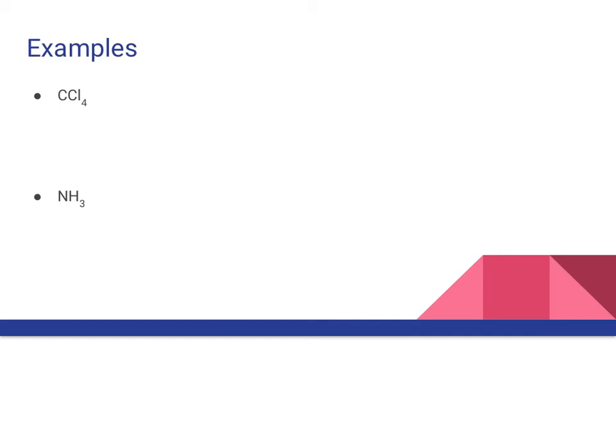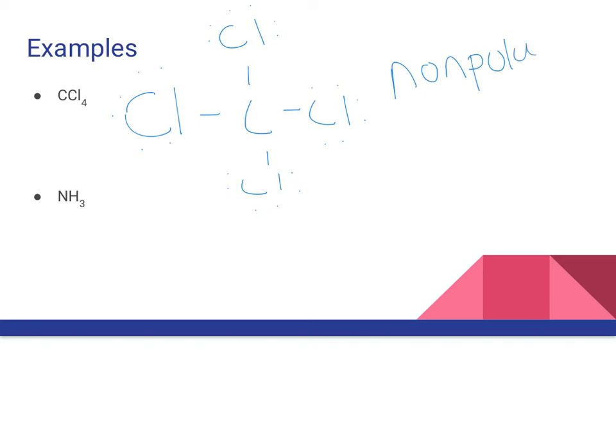Let's say we wanted to draw CCl4. Okay, if we draw CCl4, our Lewis structure is going to look like this. We're going to fill in my electrons. Okay, and when I take a look at my central atom, there are no lone pairs on the central atom. This is a symmetrical molecule, and so CCl4 would be classified as nonpolar.